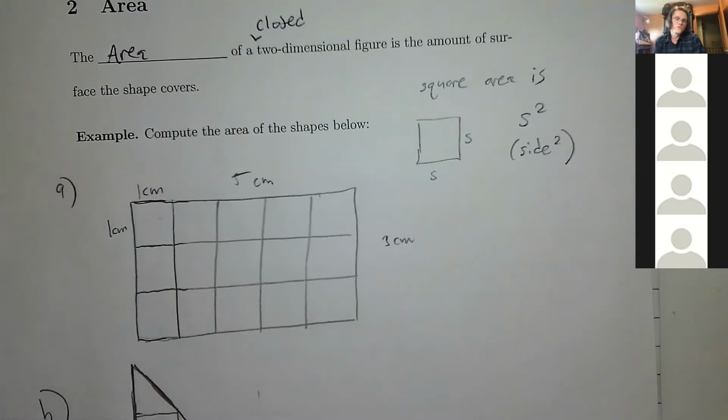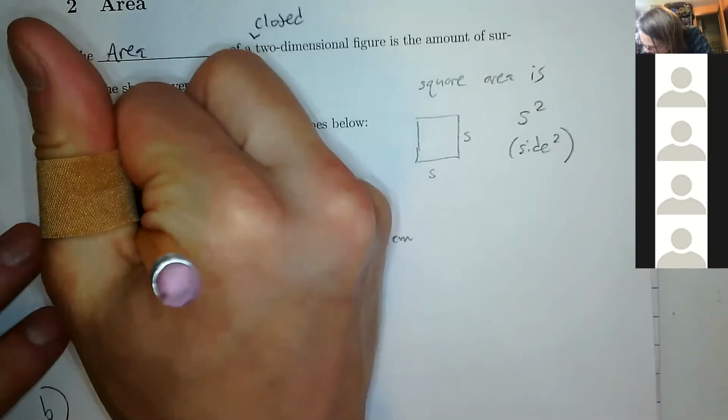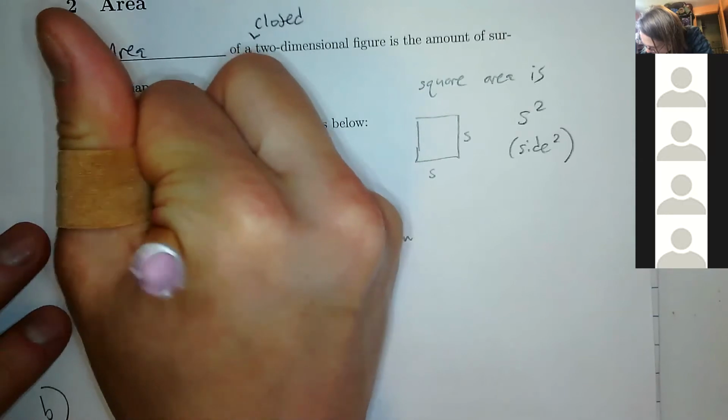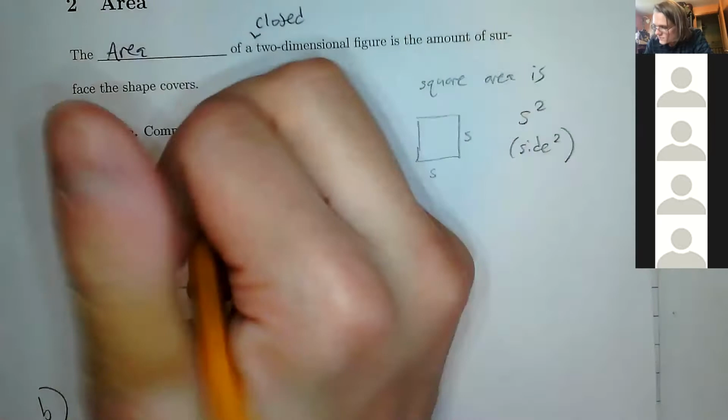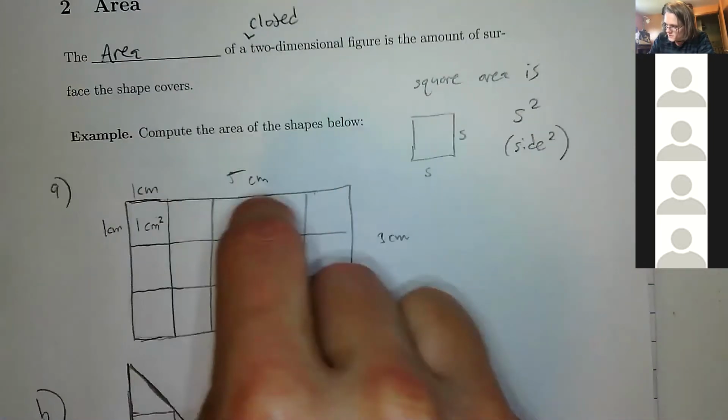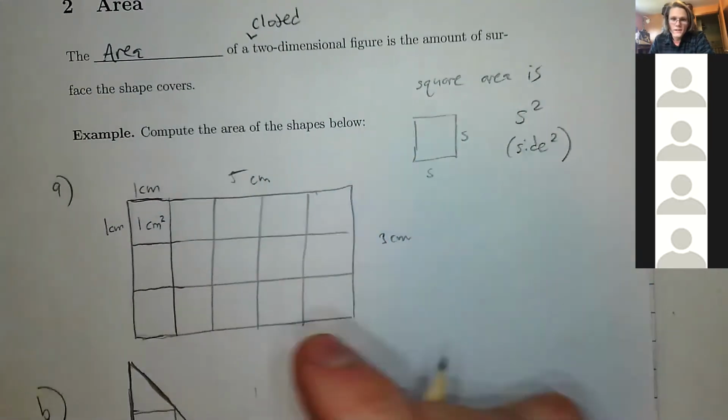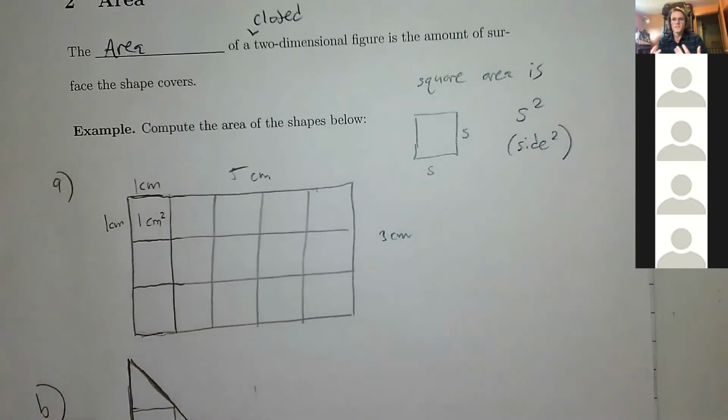And then usually what you do is you square the units as well. So inside here is 1 centimeter squared. All right. And it's the same for each. You could write 1 centimeter squared in each block. And so the area taken up is exactly 1 centimeter squared for each little block. All right.